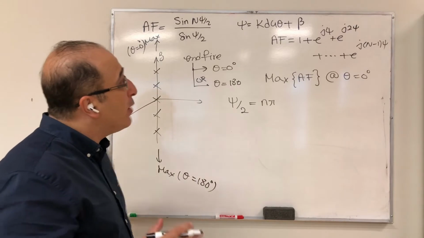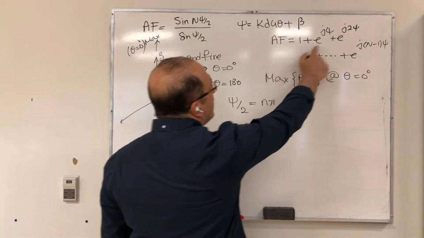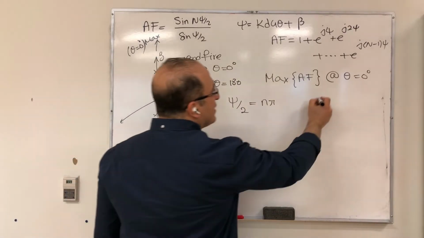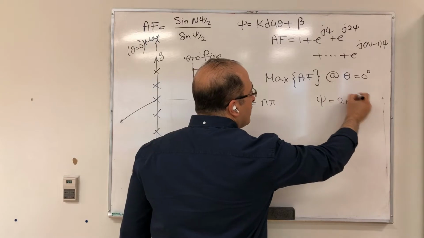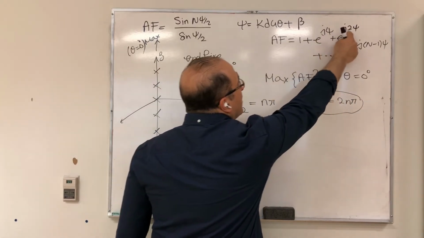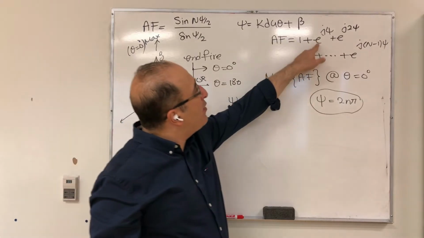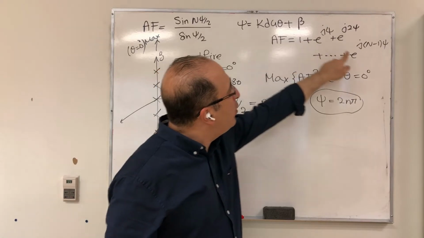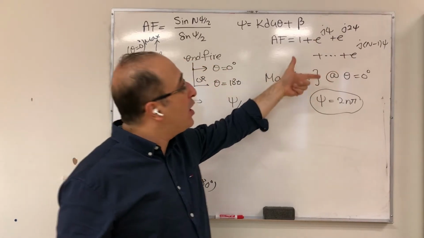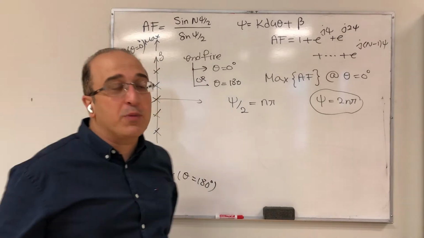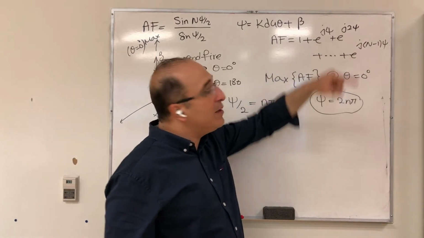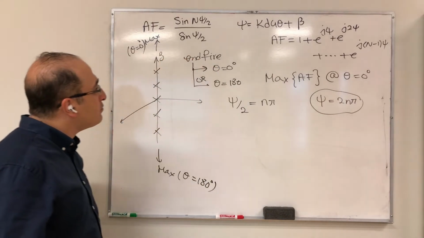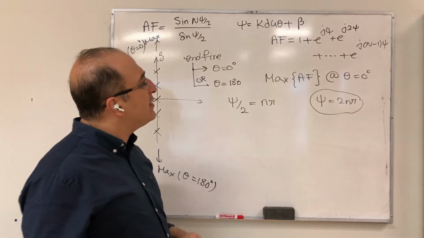The other better way, in my opinion, to look at that is to look at this one, and you automatically realize that if psi divided by 2 is n pi, then psi is, of course, 2n pi. And if you substitute psi equals 2n pi here, all of these e to the power of j something become 1. So you sum 1 all the way to 1, and then you get capital N times 1, and the array factor becomes capital N. That means all of the elements are going to arrive in phase at theta equals 0. So this is the condition that we need to satisfy.